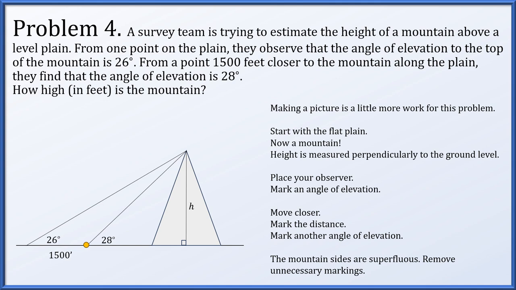Now the mountain's sides are not really necessary, so let's remove what is not necessary any longer, the mountain and the observer. So here's the diagram we have. We have a 26 degree angle, a 28 degree angle, 1,500 feet between them, and h over on the right, forming a right angle to ground.